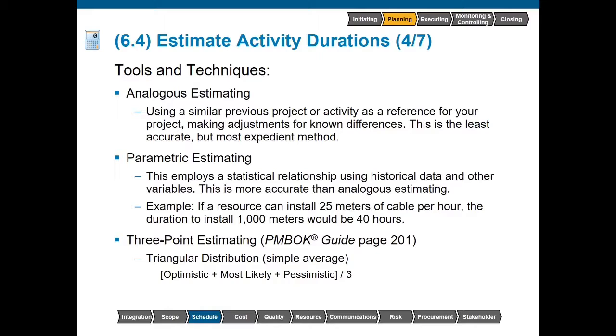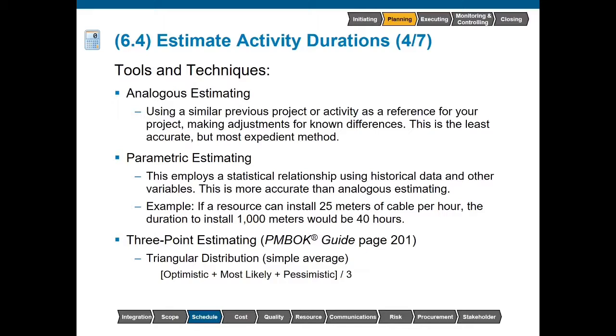So what we're doing is, instead of just making adjustments for known differences, we're doing a more mathematical approach. Instead of just shifting things a little bit, we're looking at how much work a resource can do within a period of time, and then looking at how much work needs to be done. So within our example, we have a resource that can install 25 meters of cable per hour, and we have 1,000 meters to install. So we're able to calculate that the duration would be about 40 hours.